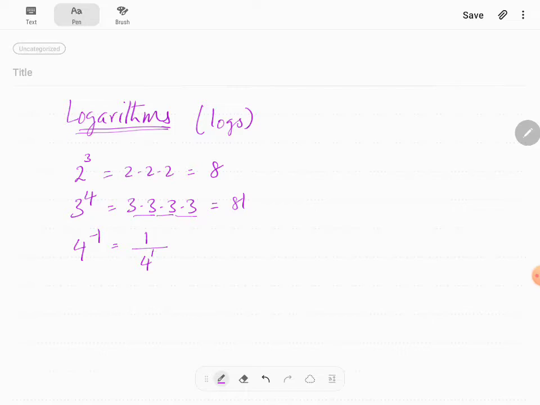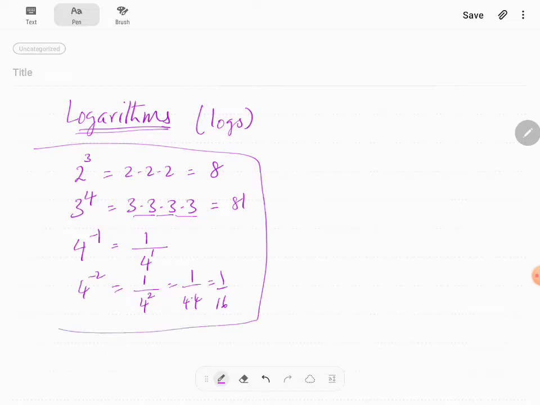Okay, so these are some things that you need to remember. Now 4 to the negative 2 is 1 over 4 to the positive 2, which is 1 over 4 times 4, which is 1/16. Okay, so keep this concept in mind as we look through what logs are.